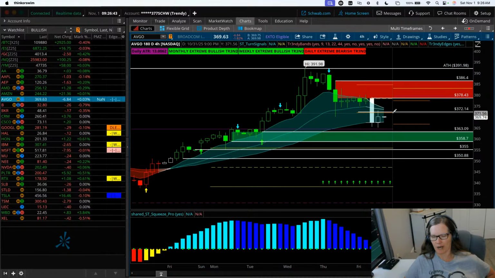I'll have an alert right here. If that alert goes off when AVGO hits 372.14, I will trim my AVL position at that level. That's how you use an AVGO chart. If you have a small account, you can trade the leveraged ETF using the main chart.